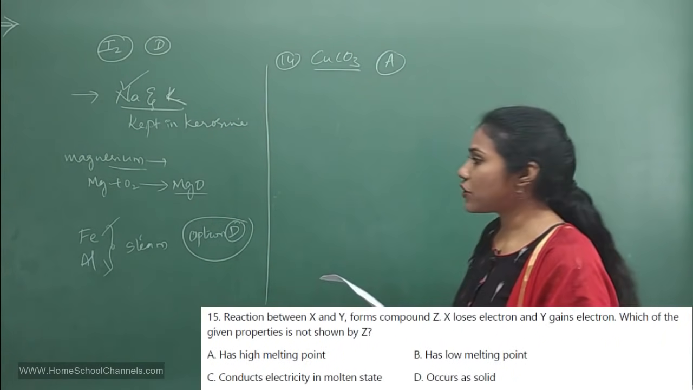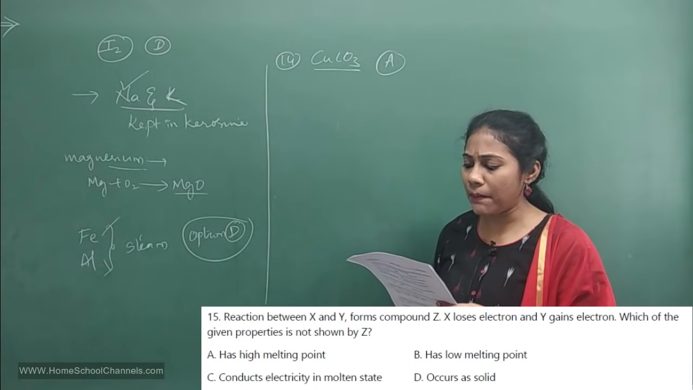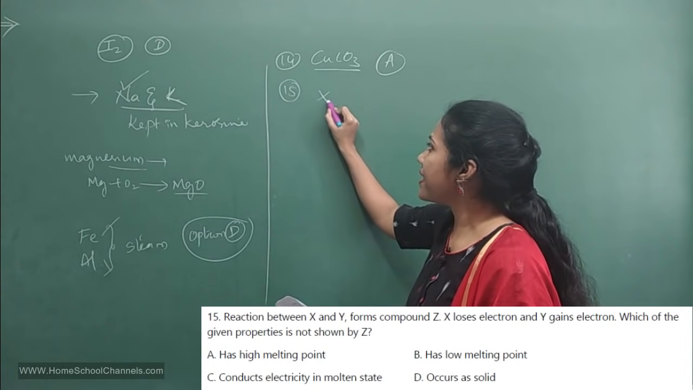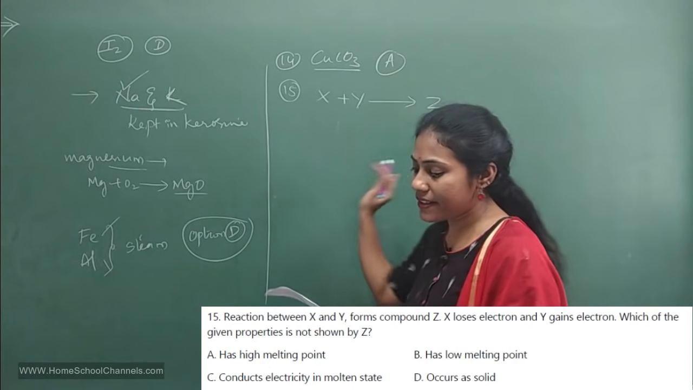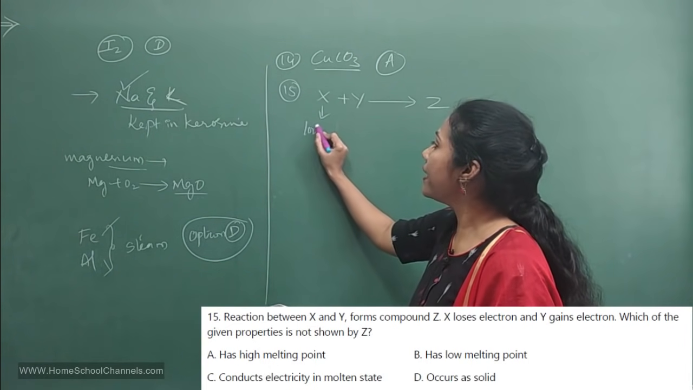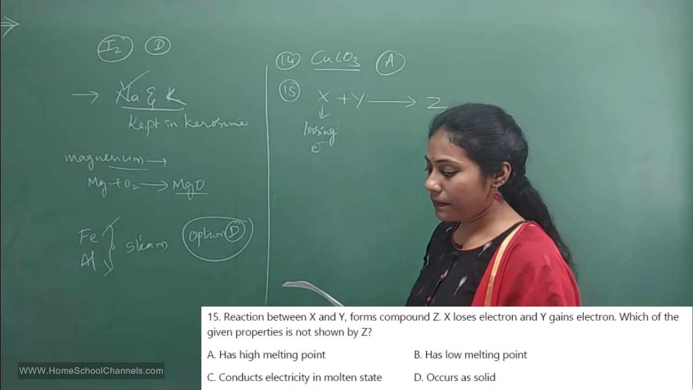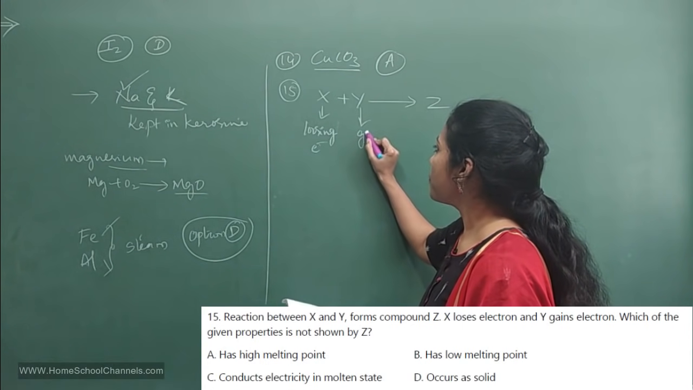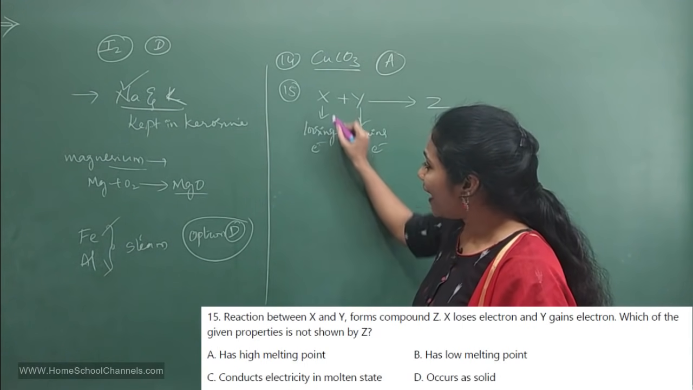Okay. Next, 15th question. Reaction between X and Y forms compound Z. There is element X reacting with element Y and you are getting some compound Z. X has a property of losing electrons and Y has a property of gaining electrons. So Y always gains electrons. What do you call X as?